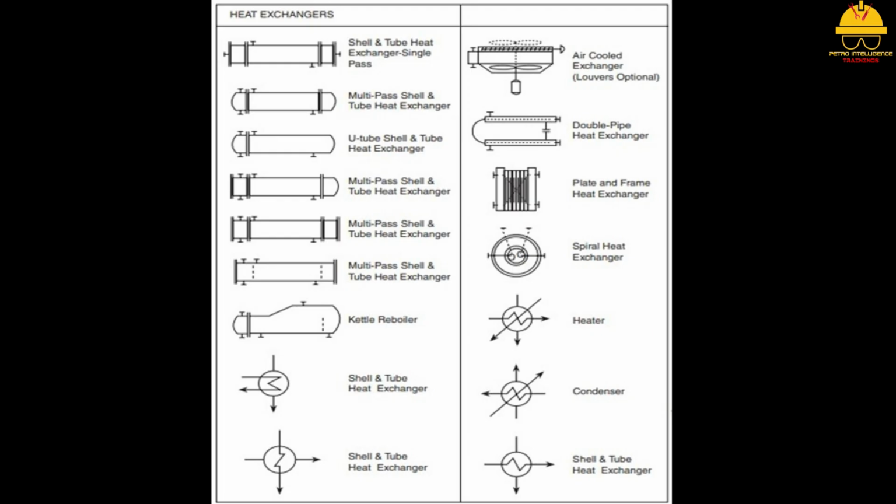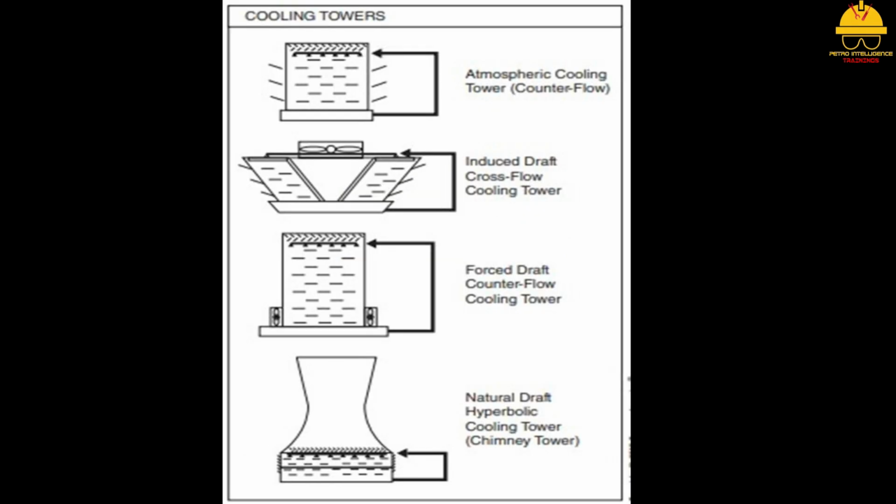Standard symbols have been developed for shell and tube heat exchangers, air-cooled heat exchangers, spiral heat exchangers, and plate and frame heat exchangers. The symbol for a cooling tower is designed to resemble the actual device in the process unit. Cooled product flows out of the bottom of the tower and to the processing units, while hot water returns to a point located above the fill. Cooling towers can be found in the following designs: forced draft, natural draft, induced draft, and atmospheric.